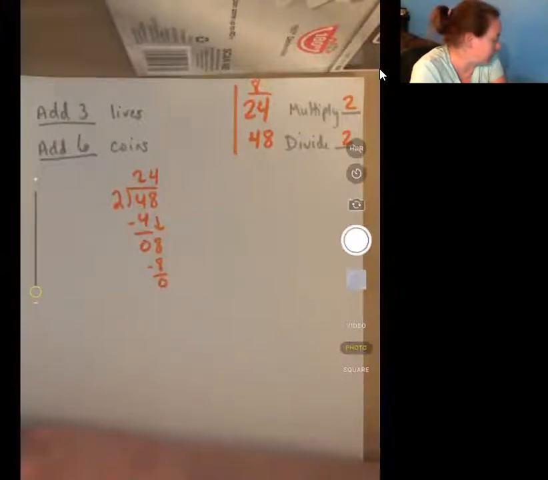Step 1, to the left of the table, complete the rule of how you could find the number of extra lives won. I just did that.